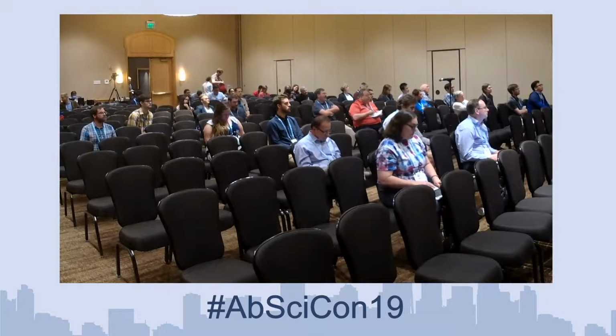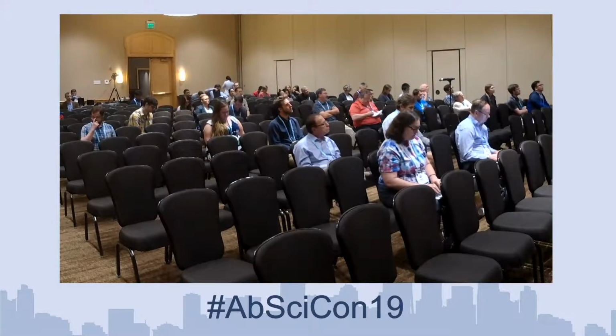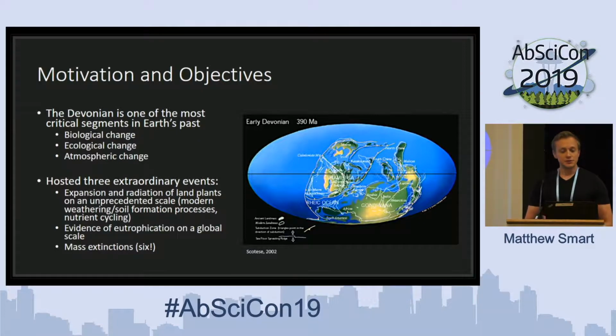So I would argue that it's fraught with tremendous biological, ecological, and atmospheric change. It hosted 3 pretty extraordinary events. The first being, as I mentioned, the expansion and radiation of land plants. So the advent of large root systems, trees, modern weathering, soil formation processes, and then modern nutrient cycling as well. So there's also evidence of eutrophication in Devonian oceans on a global scale. And then, of course, there's not one mass extinction in the Devonian, there's 6. So it's a very dynamic time in Earth's history.